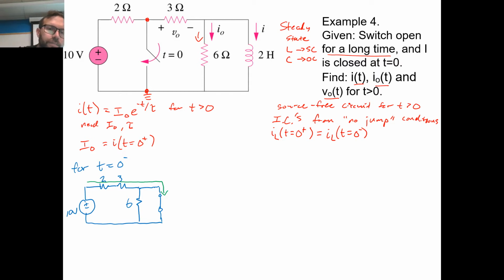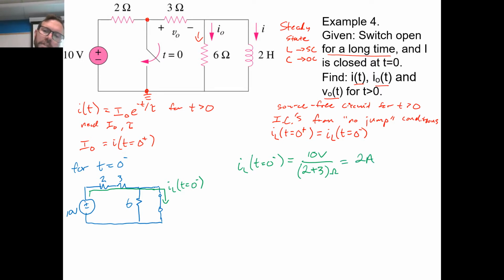It's going through the 2 ohm and the 3 ohm. I'm going to draw this a little bit differently. It's coming out of the 10 volt source through the 2 ohm and 3 ohm, and then through that shorted inductor. And so that is IL of t equals 0 minus. We can find that easily. IL of t equals 0 minus is just our 10 volts over the 2 plus 3 ohms of resistance, and that is 2 amps of current.